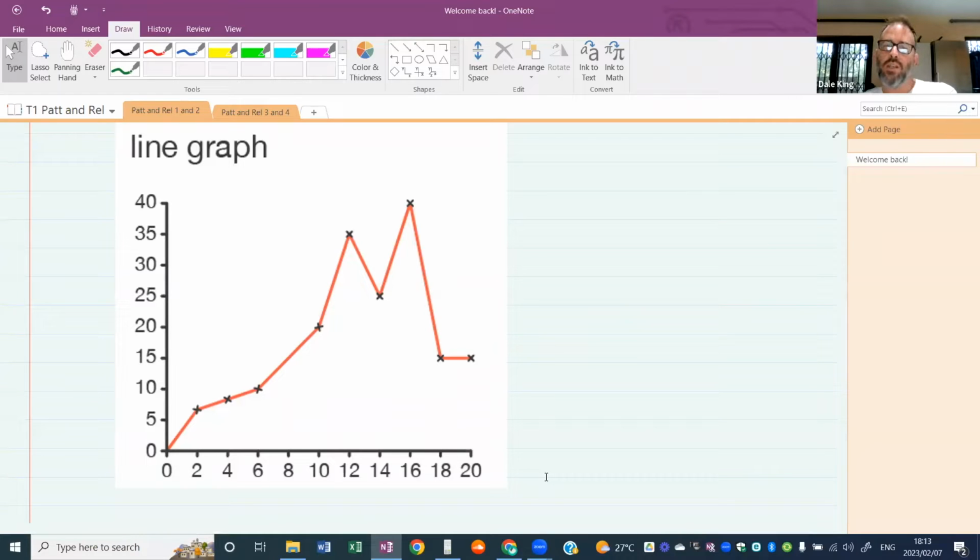It's not just a line graph. We get lots of different types of line graphs. Who can tell me what type of line graph this is? Anyone in chat?